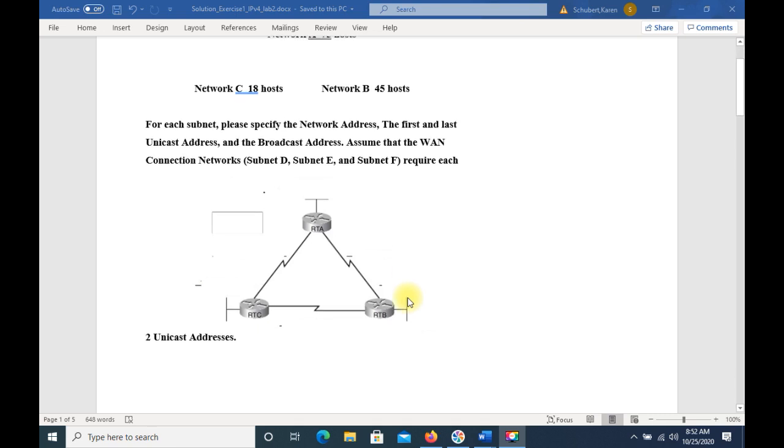Now, for each of the subnets that we will create, we will specify the network address, an address we cannot assign to a machine. The first and last unicast addresses. Unicast addresses can be assigned to computers, routers, switches, printers, and so forth. And then, of course, the broadcast addresses, again, an address that we cannot assign to a machine.